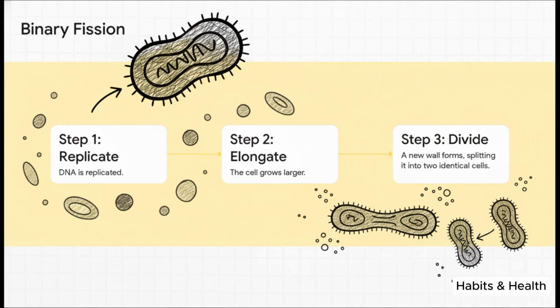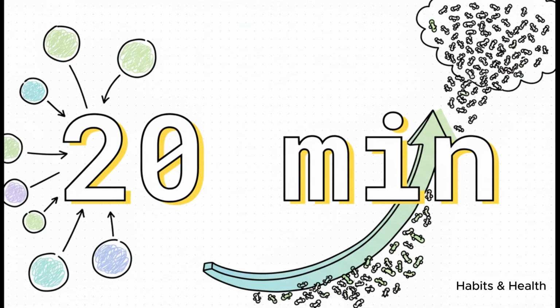A single bacterium just makes a copy of its DNA, gets a little longer, and then just splits right down the middle. Bam! Two perfect clones. It's simple, it's efficient, and it is incredibly effective. And when I say effective, I mean fast, like shockingly fast.